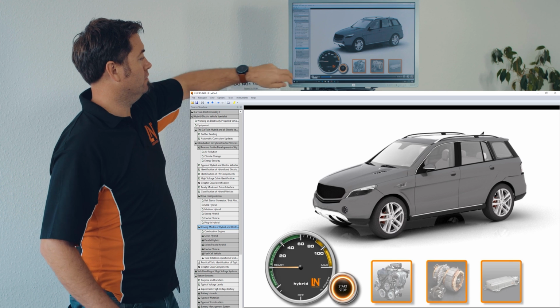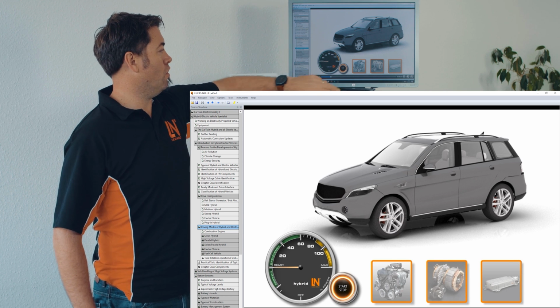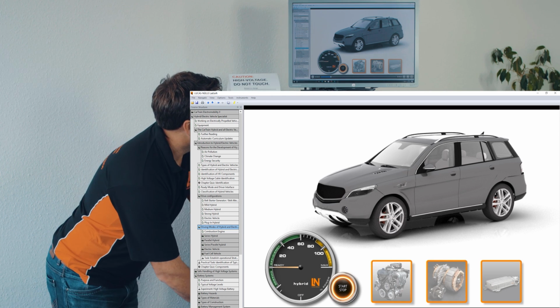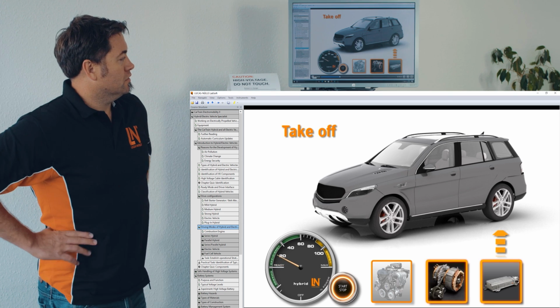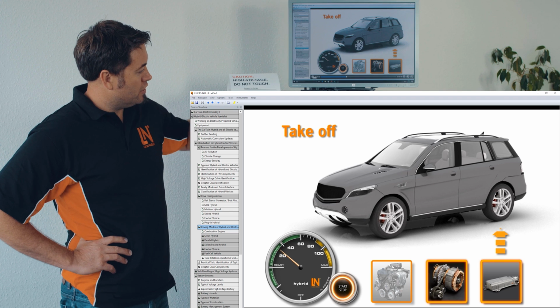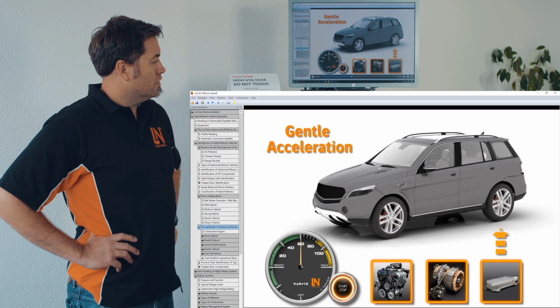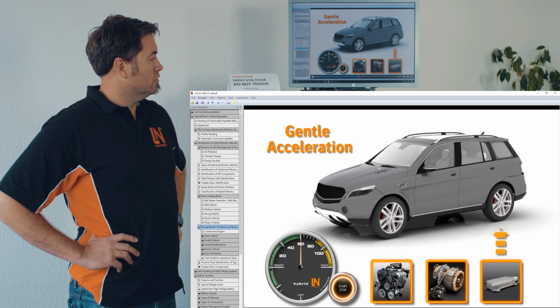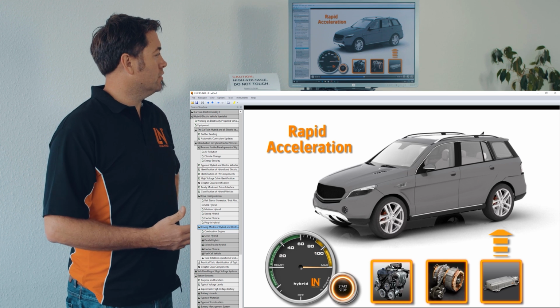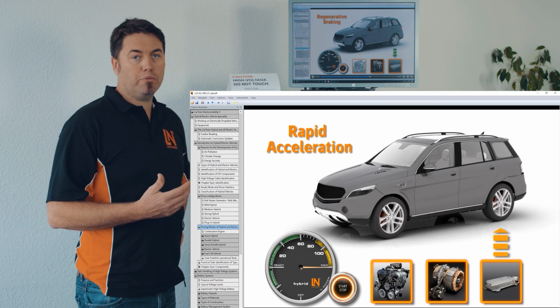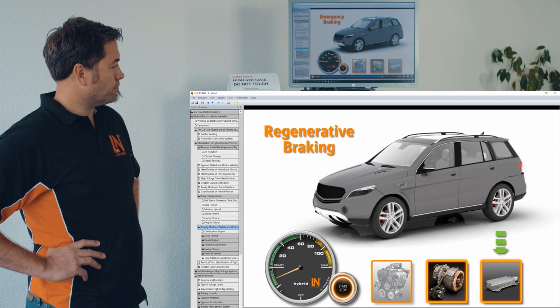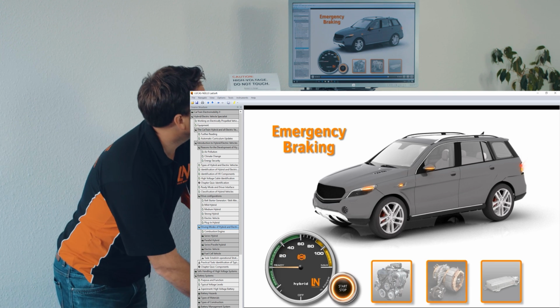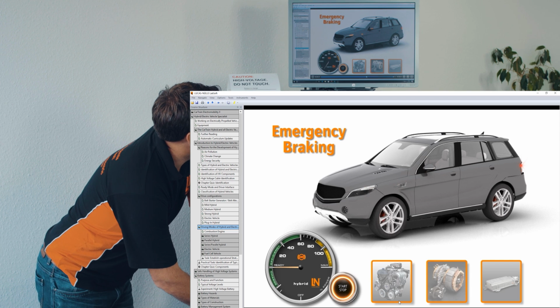So here we are, we've got the ready on, and just under gentle acceleration you see that the electric motor comes on. Then as we need more power, we're using more power from the battery, but also the combustion engine is on as well. I'll just go back here.